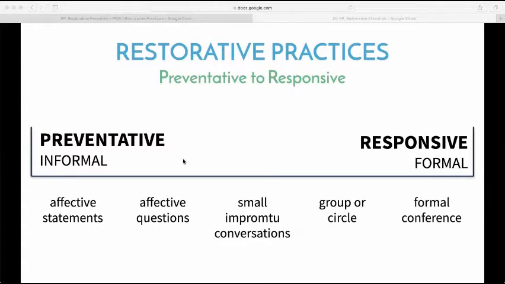Moving from left to right on the continuum, as restorative practices become more formal, they involve more people, require more planning and time, and are more structured and complete. Although a formal restorative process might have dramatic impact, informal practices have a cumulative impact because they are part of everyday life.